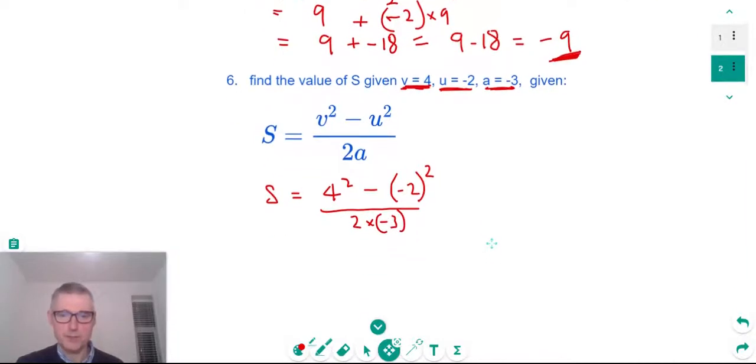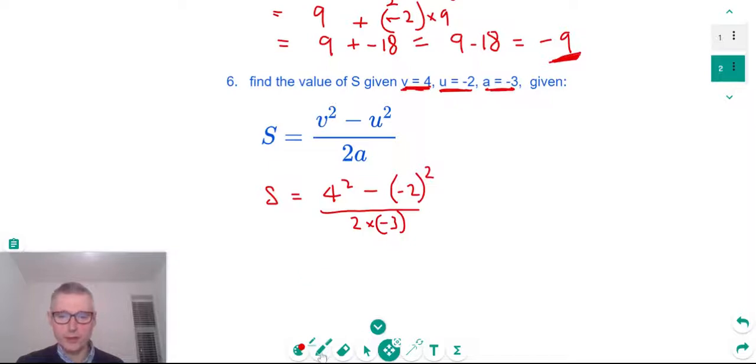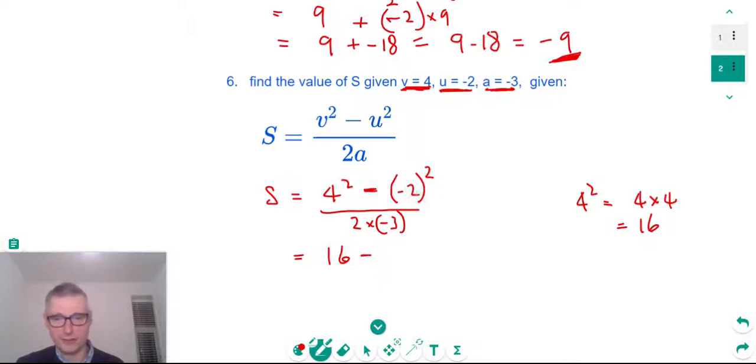So what we're going to do is we're going to work out the indices first of all. In BIDMAS, the indices is the first step to do in this really. So we've got 4 squared. 4 squared is 4 times 4. So that's 16. So we've got 16. And I'm just going to keep that minus there. So minus. And I'm going to work out the result of -2 squared.